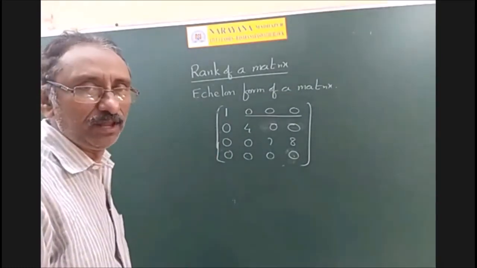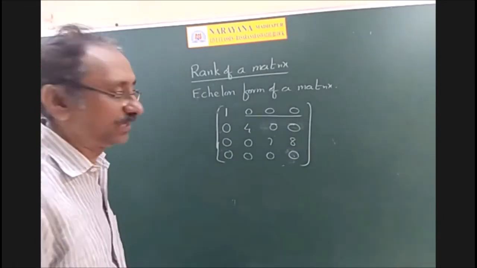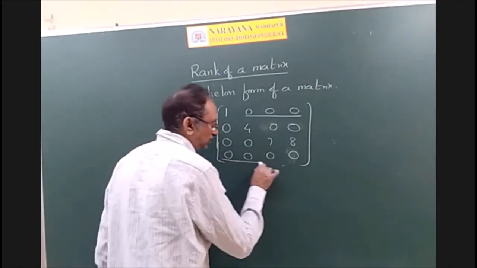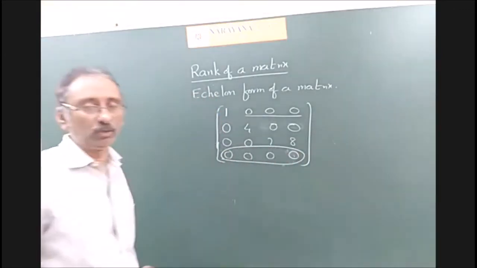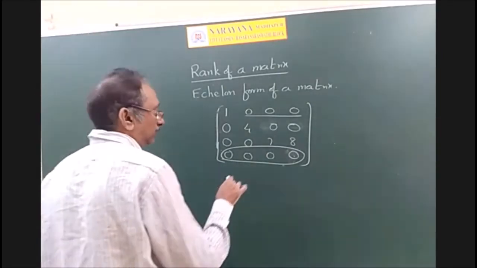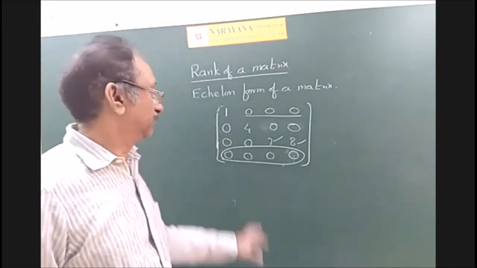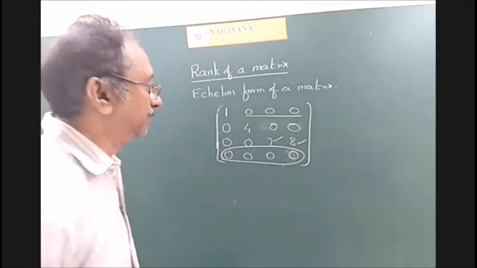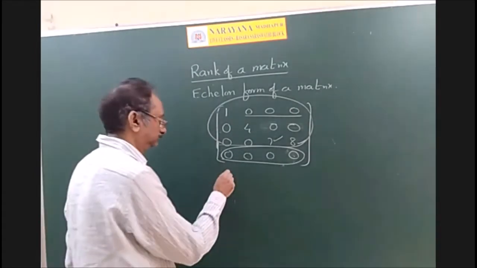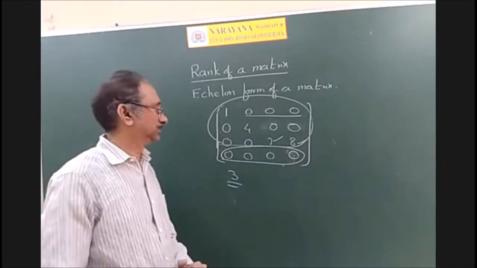What is the advantage of echelon form? You can find the rank easily. How to find the rank easily? By the number of non-zero rows. A zero row means a row containing all zeros. A non-zero row means a row that contains at least 1 non-zero number. So if a matrix is in echelon form, the rank of the matrix is nothing but the number of non-zero rows. That is 3. So for this matrix, the rank is 3.